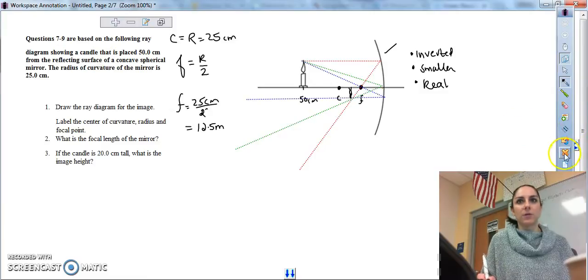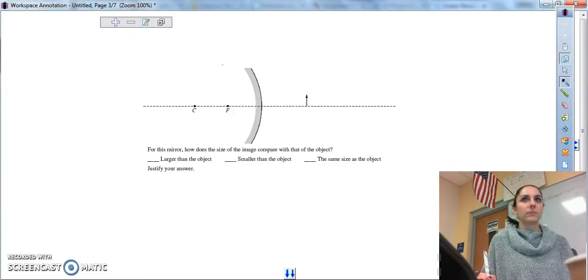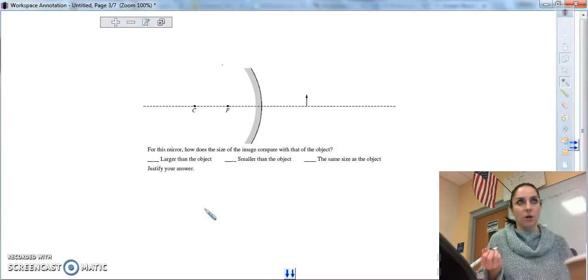Okay, let's try another one. Again, this is from the study guide, and we're going to basically do the same thing. Now, I'm not going to do any calculations because the calculations are on the study guide, so just the drawing part. Just keep an eye on time too.